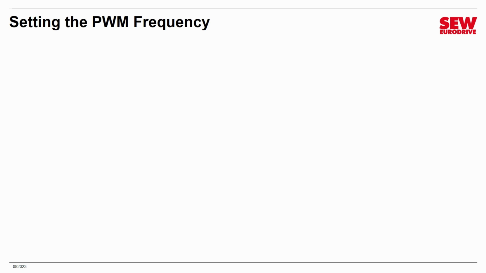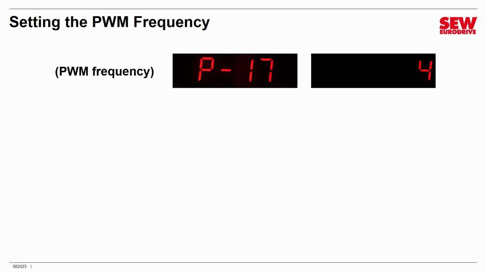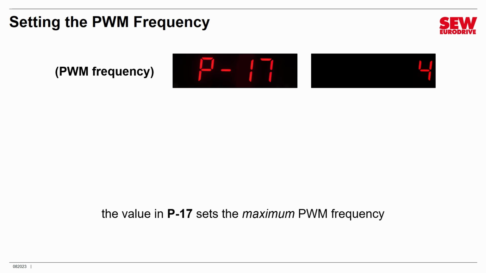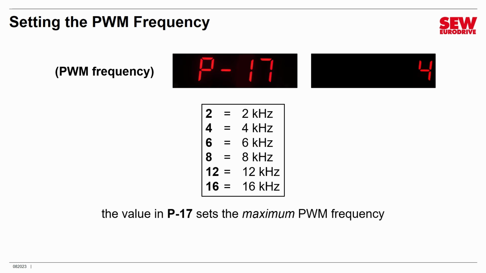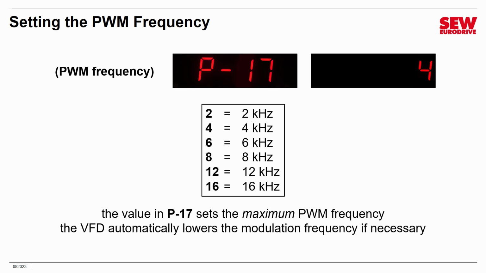So to set the modulation frequency, you go to parameter 17 and you put a number in it. This sets the maximum PWM frequency, and these are the numbers. Notice I said that P17 sets the maximum PWM frequency. That is because the VFD is intelligent, and if it starts getting too warm, what the VFD will do is automatically start dropping the frequency lower and lower until the temperature situation optimizes.